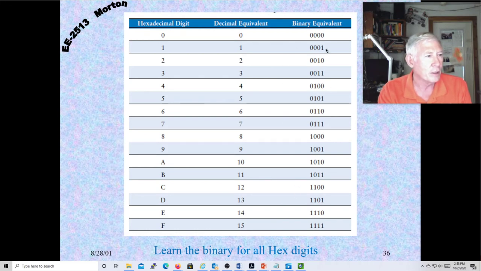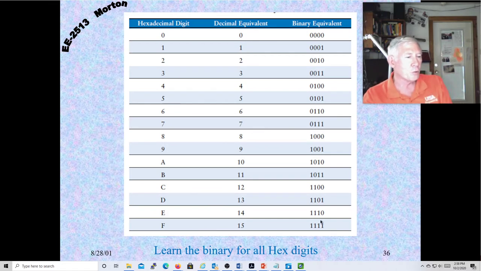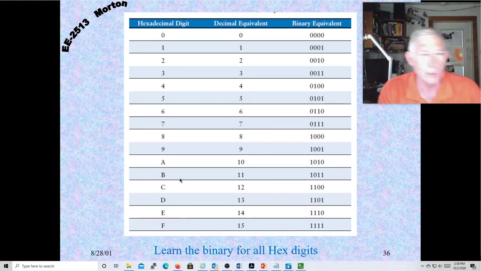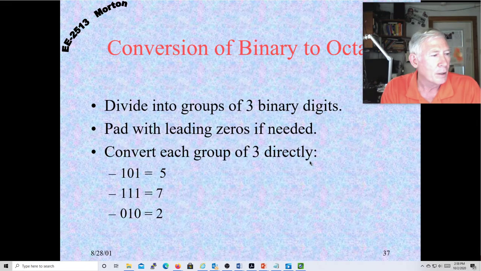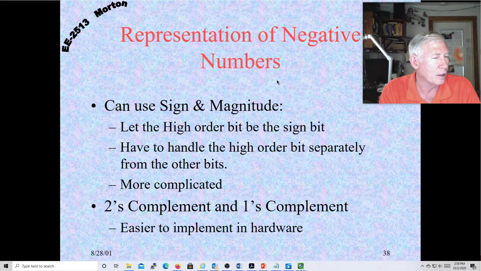Now these are easy: 0, 1, 2, 3, 4, 5, 6, 7. Those are easy. 1000 is 8 and 1001 is 9. But the rest of these you sort of have to start memorizing. Of course, 1111 is obviously 15 and F. But you should memorize this chart. You should have it down cold, because it will really help you. Okay. Now, if we want to convert binary to octal, we just take 3 bits at a time. But I'm not going to really talk about octal much because it's not really useful.